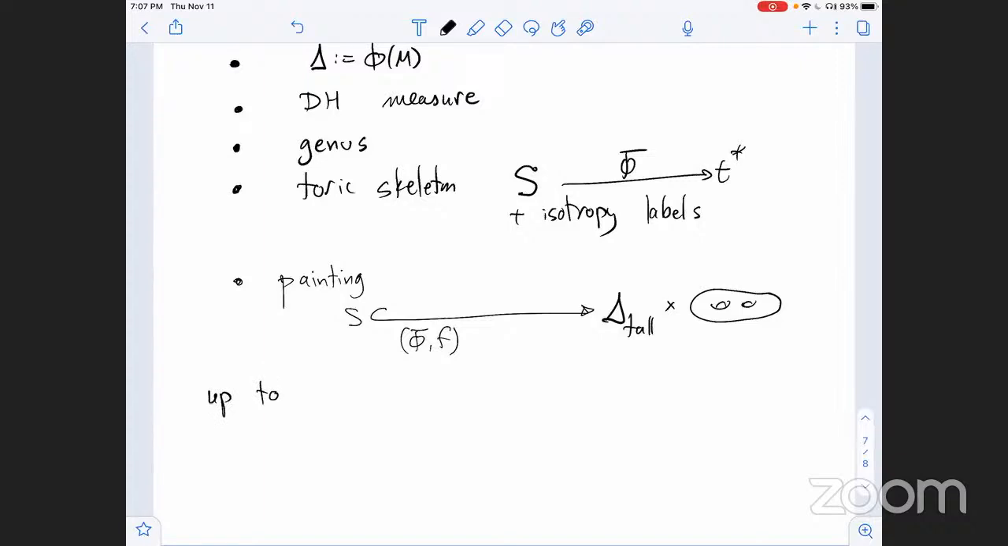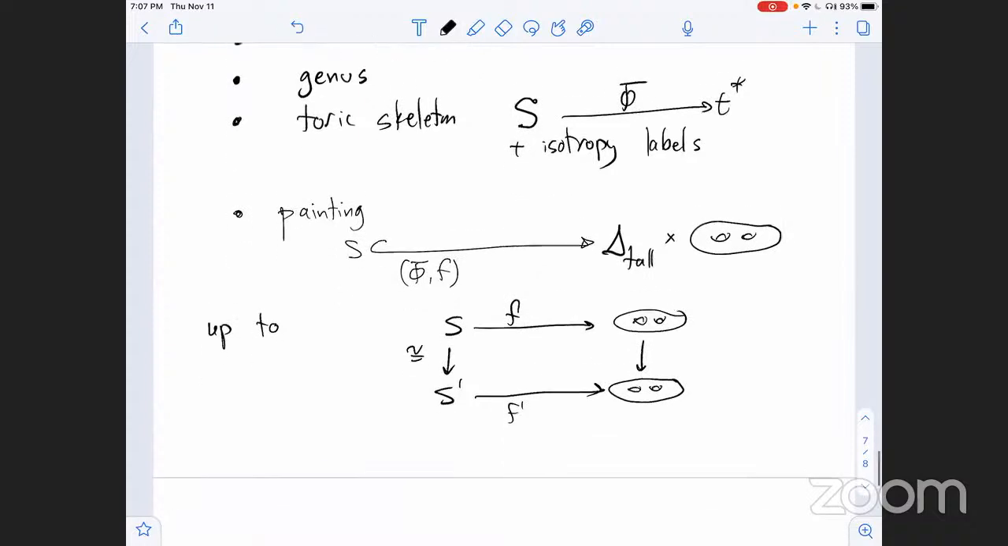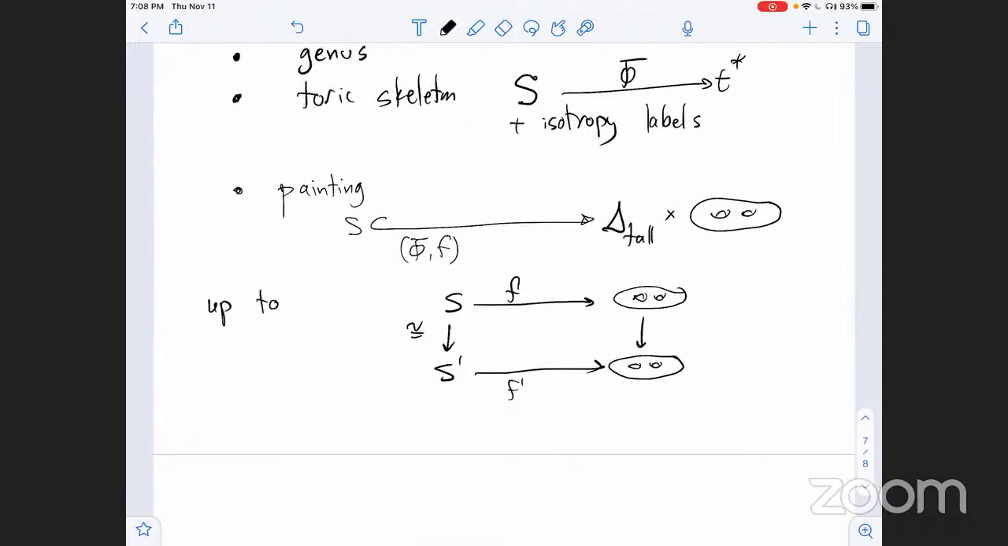So what we have as the equivalence relation on paintings: first of all, if you have two paintings, they're equivalent if you have a homeomorphism between the toric skeleta that preserves the labels. And first of all, if they respect the map to the surface, then we declare them to be equivalent, but we don't need to respect this on the nose. We are allowing a homotopy of such maps as long as this homotopy is through paintings.